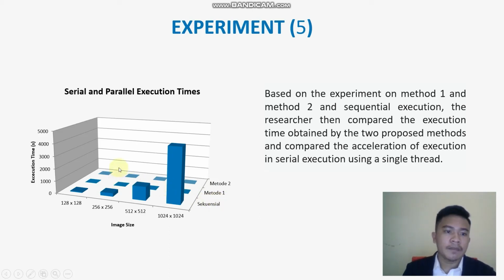In experiment 5, there is the difference in time between both methods and sequential execution. The better execution time is shown by our proposed methods. It's better than the sequential because our proposed methods do the GLCM calculation in parallel, while the sequential does the GLCM calculation sequentially on the CPU.